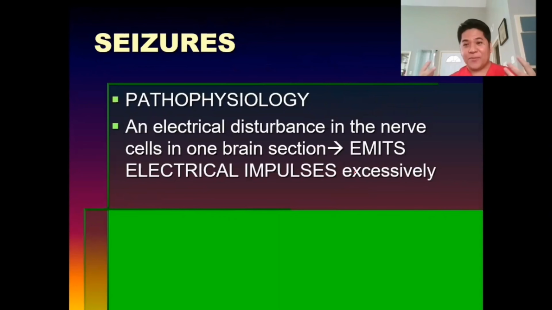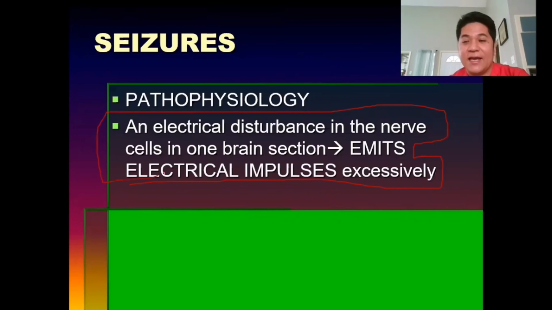Okay, now what's going on in here? Remember, the brain has a lot of electrical activity that needs to be coordinated. If not, there are electrical disturbances happening from the brain to the nerve cells in different parts of our body. Therefore, it emits excessive electrical impulses that cannot be controlled by our body, specifically our brain. It cannot be interpreted by the brain, so there is paroxysmal seizure activity.